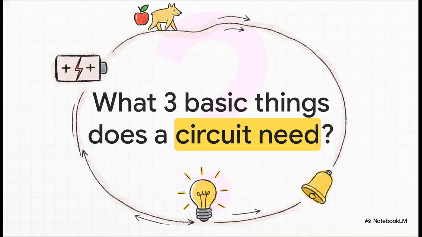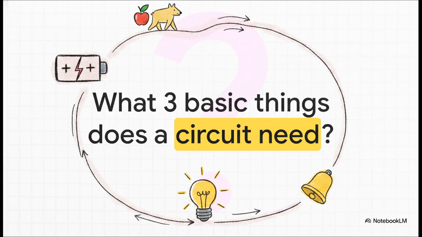Okay, let's dive right into this vibrant habitat of circuits. For our very first question, we've got to ask, what are the three basic things an electrical circuit actually needs to come alive and work? Well, just like an animal out in the wild needs food, a path to walk, and energy to expend, a circuit needs three distinct things.